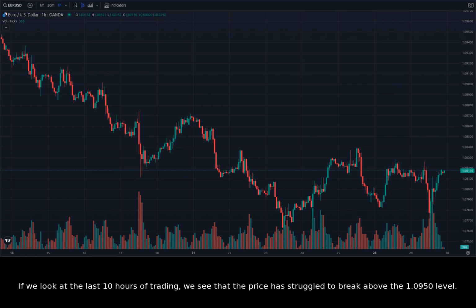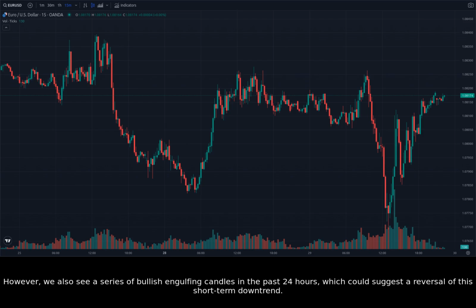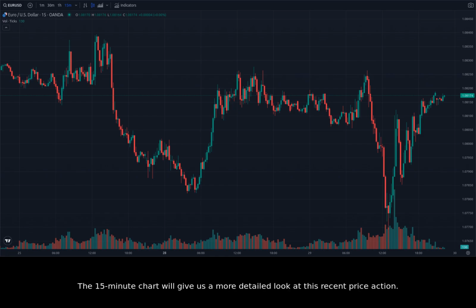If we look at the last 10 hours of trading, we see that the price has struggled to break above the 1.0950 level. This could indicate that the euro is losing momentum and might be heading for a short-term correction. However, we also see a series of bullish engulfing candles in the past 24 hours, which could suggest a reversal of this short-term downtrend. The 15-minute chart will give us a more detailed look at this recent price action.